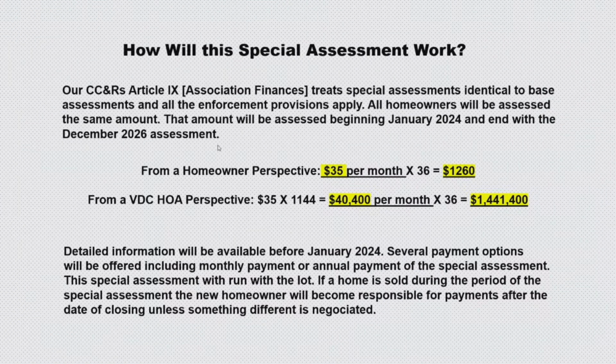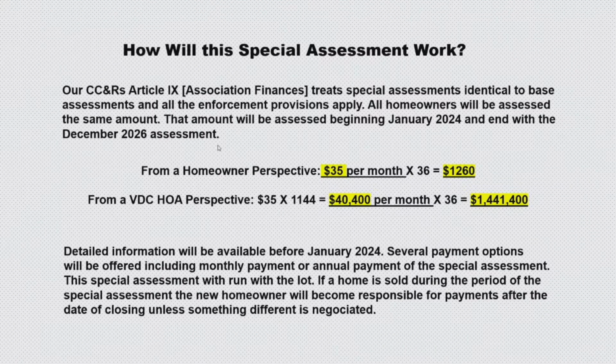So how will this special assessment work? Our CC&Rs treat special assessments identical to base assessments, and all enforcement provisions apply. Homeowners will be assessed the same amount. The amount assessed will begin January 2024 and end December 2026. From a homeowner's perspective, it's $35 a month times 36 months, or $1,260.